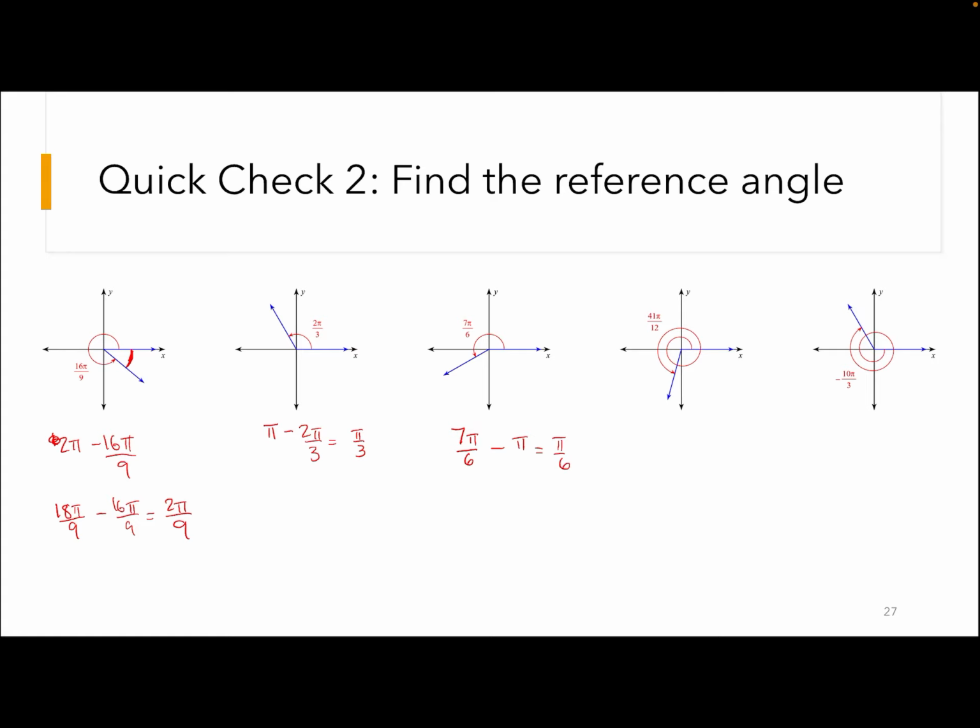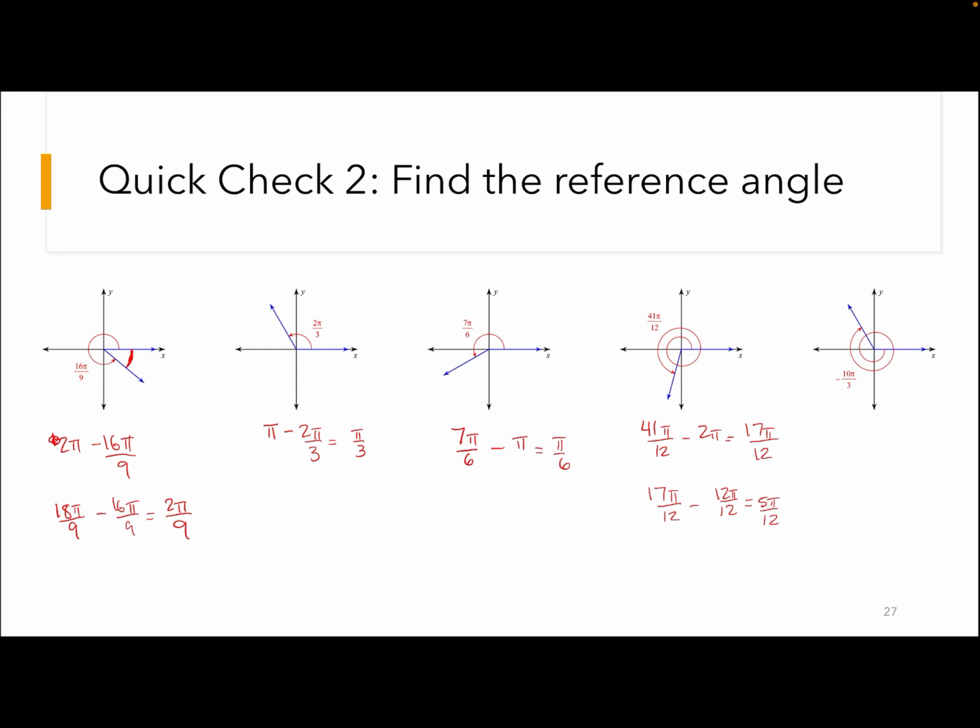For 41 pi over 12, we're just going to subtract 2 pi first. So 41 pi divided by 12, take off 360 degrees. That's the same as subtracting 24 pi. So that's going to give us 17 pi over 12. So now we see that the angle is in quadrant 3. So now we're going to do 17 pi over 12 minus pi, which is the same as 12 pi. I'm sorry, we're subtracting pi. Yeah, so 12 pi over 12. That's going to just be 5 pi over 12 as our reference angle.